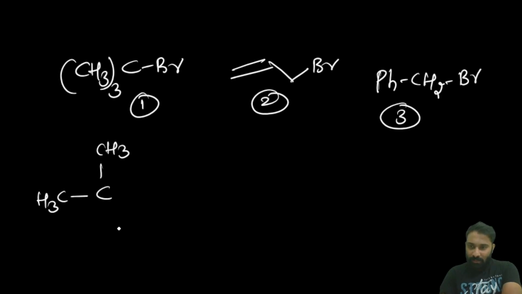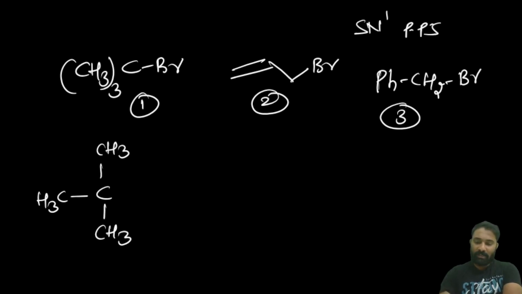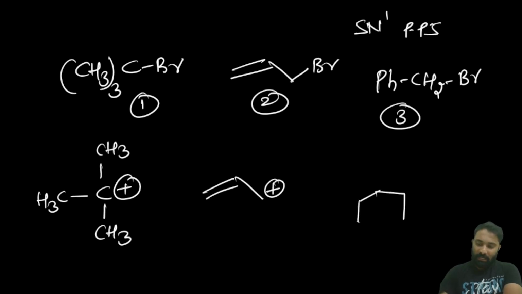Here you can see, if this bromine is eliminated in the SN1 reaction, in the SN1 polar protic solvent, now here you will get the 3-degree carbocation. Then after that you will get the allyl carbocation. Then here you will get the phenyl carbocation. Sir, benzyl carbocation. This is a benzyl carbocation.